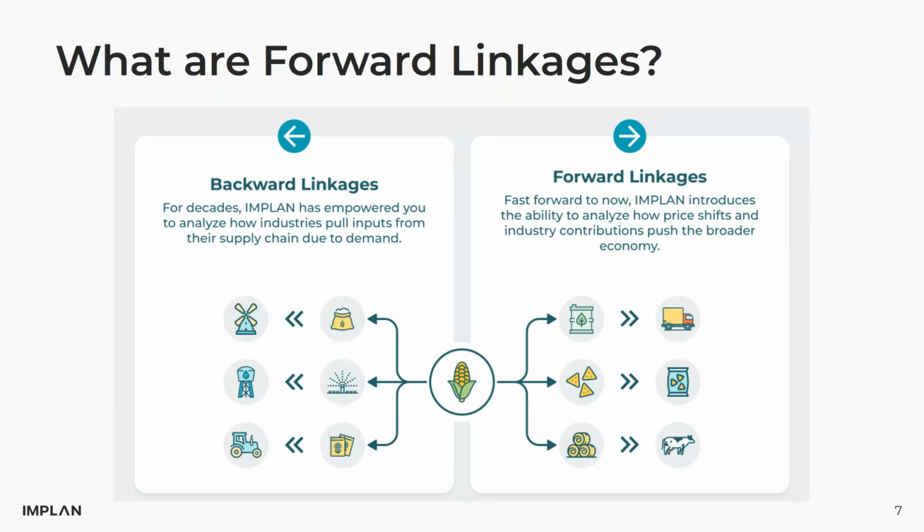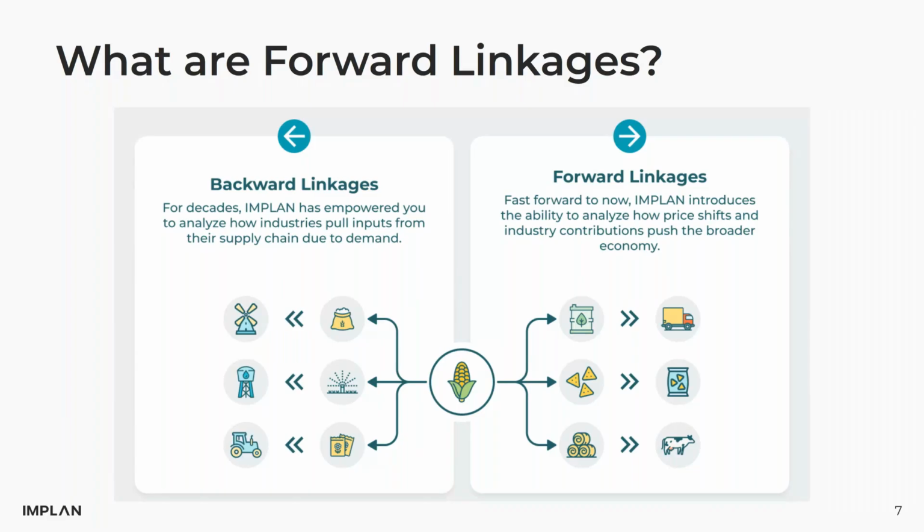Backward linkages that you're used to seeing in IMPLAN are looking upstream at what went into the inputs of a good. So for that corn, we needed fertilizer, water, seeds, and for the production of those inputs, there was other upstream production that needed to happen from utilities and water systems, for example, as well as agriculture. And so we get to see these two different flows now in IMPLAN, depending on what type of analyses you want to do.